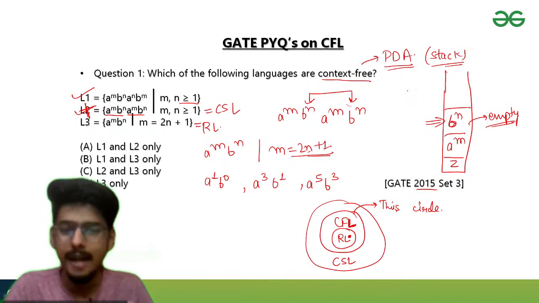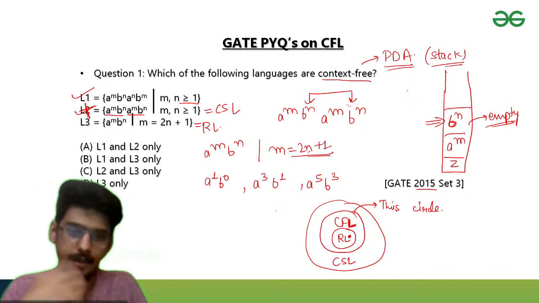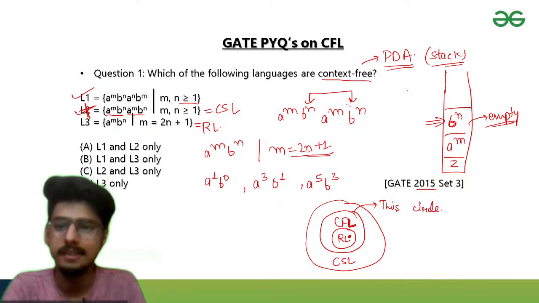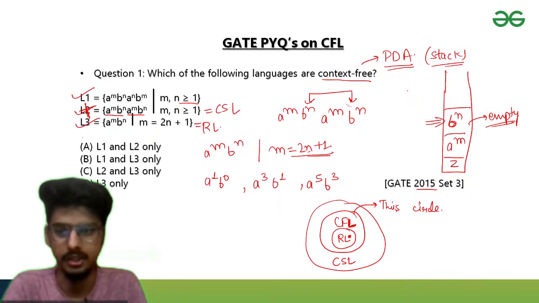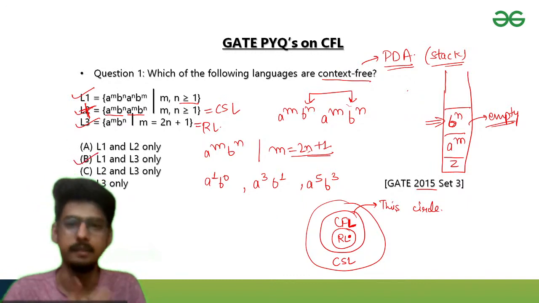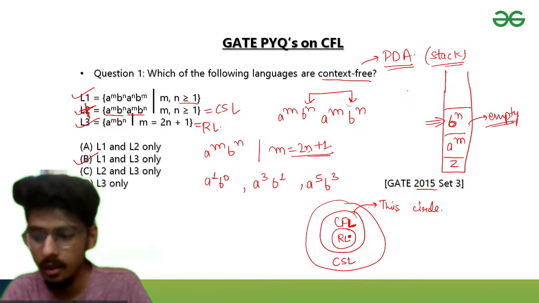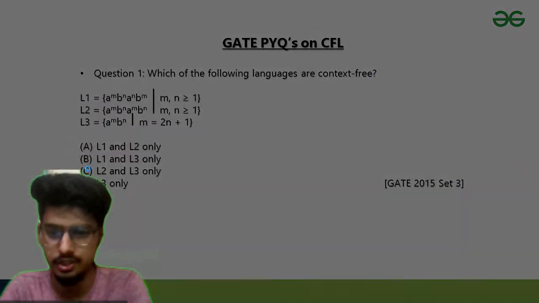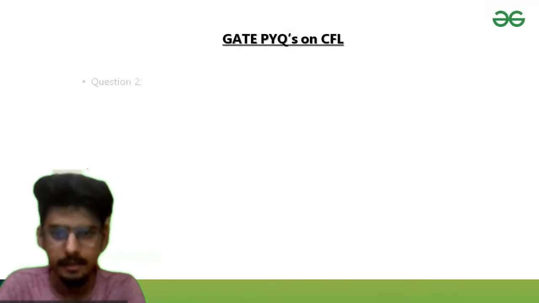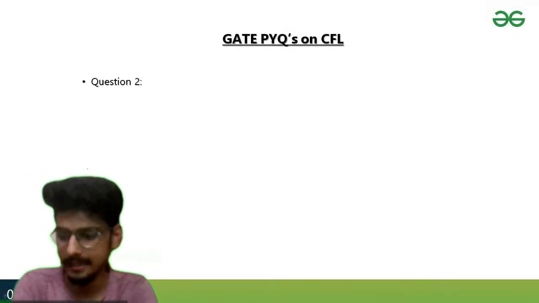Okay, so this is the idea. If a language is regular, then it will definitely be context free. So L3 is also context free. So L1 and L3 are context free, so L1 and L3 only will be the correct answer. Okay, C is not the correct answer. Cool. Now let's move on to the next question. Very long explanation for this, but anyways I wanted to explain it clearly.